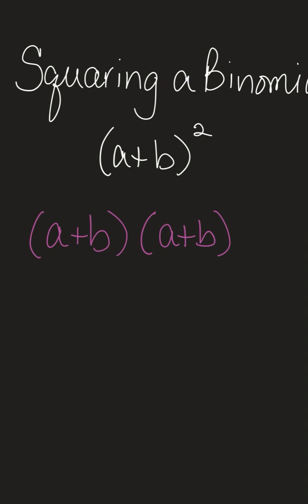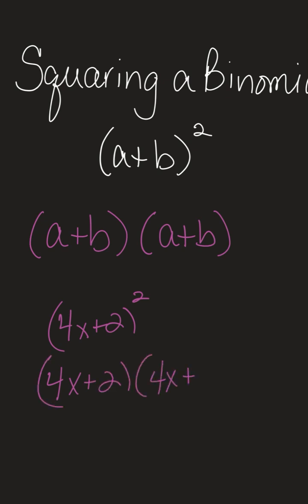It doesn't matter. You could have something like 4x plus 2 squared, and then you would have 4x plus 2 times 4x plus 2. So that is what the squared means. And then, of course, you're going to multiply it out to get your answer.